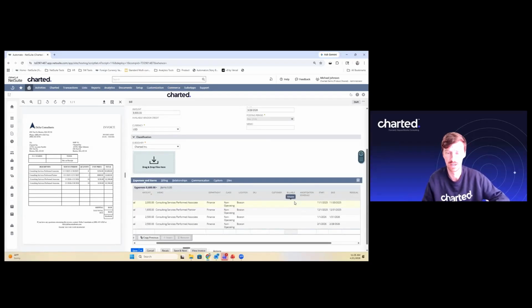This is another one of those value adds to a native solution. I can now pull those start and end dates into a saved search and have additional visibility into how those things are allocated and done.